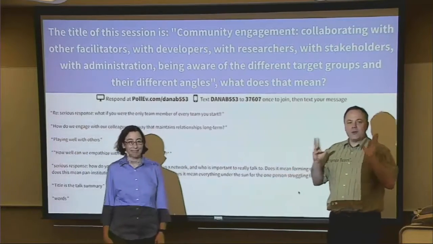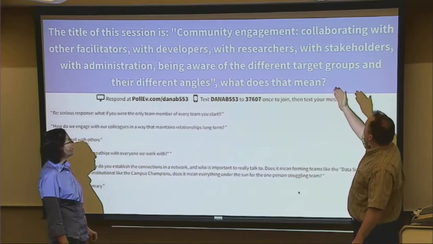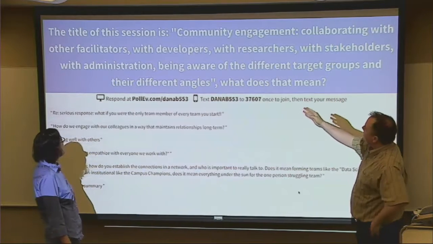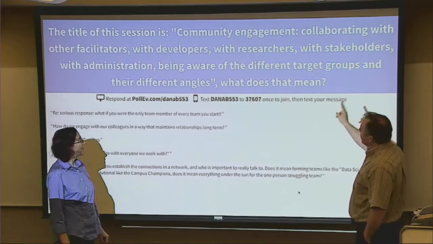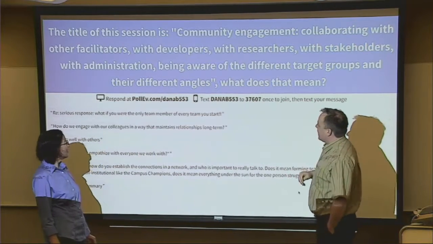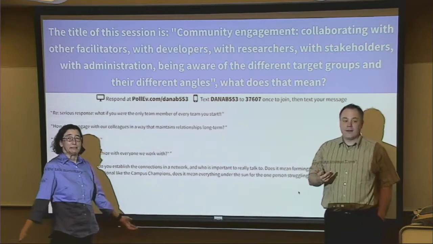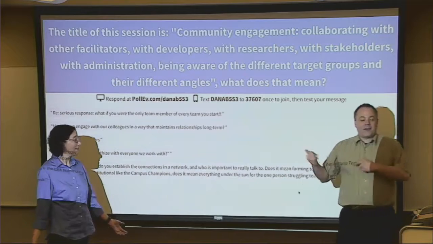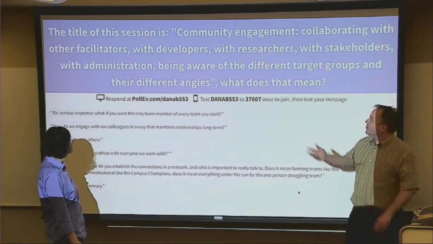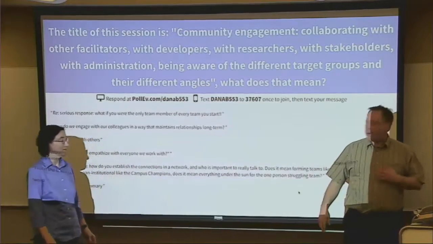And we are doing the talk that you voted for, which was titled Community Engagement, Collaborating with Other Facilitators, with Developers, with Researchers, with Stakeholders, with Administration, and Being Aware of the different target groups and their different angles. So, what does that mean? We volunteered to do this talk, and our first step was to try to figure out what the heck that meant. And we thought, hey, why don't we ask you what that meant?